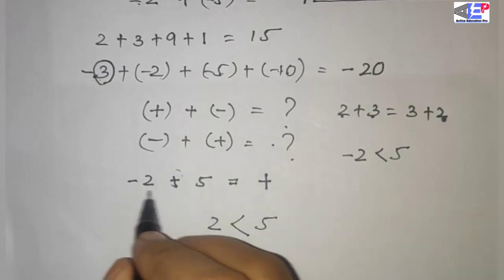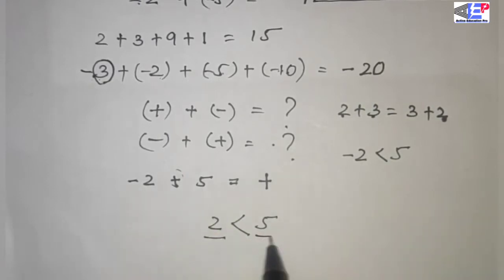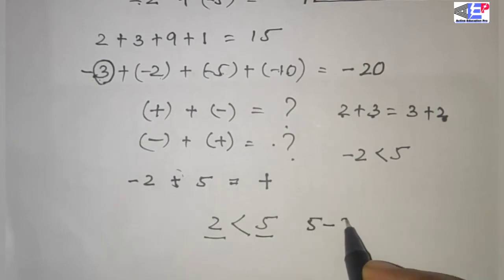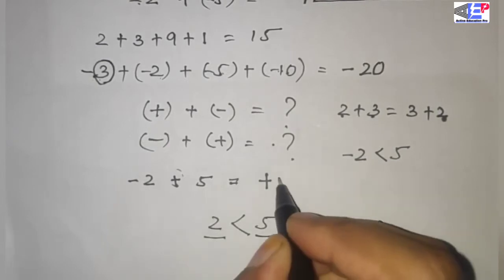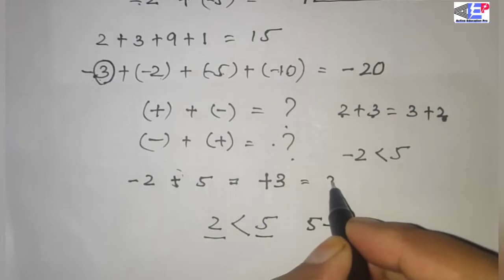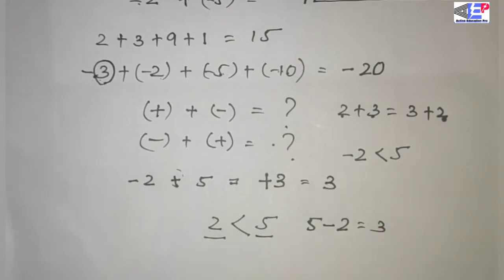And then subtract the numerical values, 2 and 5. 5 minus 2 is 3. So this is plus 3. Otherwise you can write only 3, because you need not put the sign for positive integers. No sign means it is a positive integer itself. Here I just put this symbol for your better reference. Minus 2 plus 5 is plus 3. Otherwise you can say this is 3.